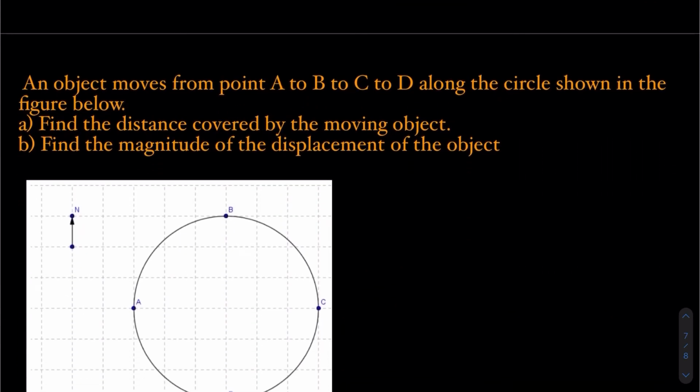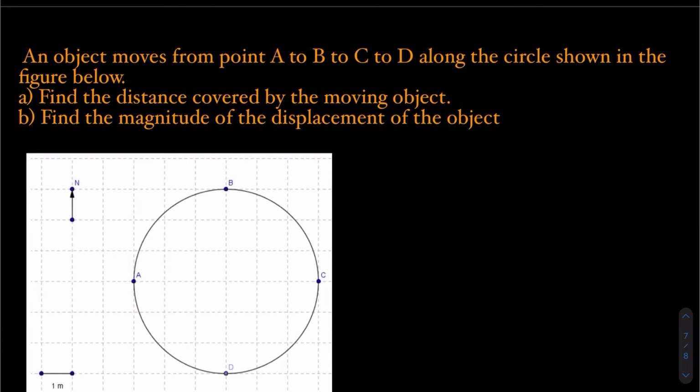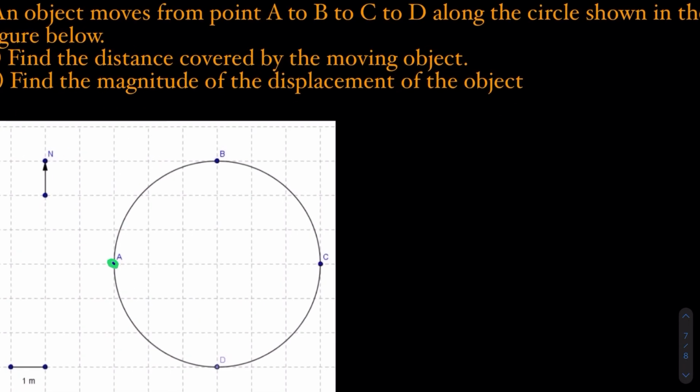So that is the displacement that this toy has made. Okay, now let's move on to the other problem, which is again about distance and displacement. An object moves from A to B to C to D along the circle shown in the figure below. So the object moves from A, and then it goes to B, and then it goes to C, and then from C to D. So that means that this object moves from here to there.